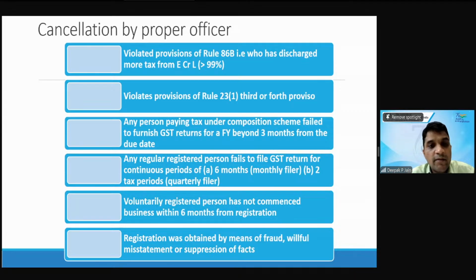कैंसलेशन. यस सर, ओपन है सर. बताता हूँ मैं आपको.